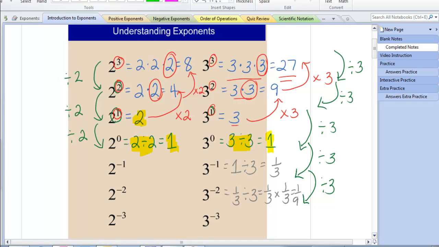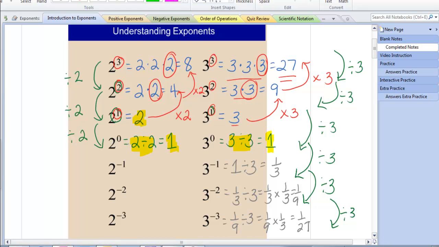Now let's take this down one more time. We're going to divide by 3 again as the exponent decreases. So the previous fraction was 1/9. We're going to divide by 3, which we've seen is the same as multiplying by 1/3. So that equals 1/27. Now there are a couple of patterns that emerge here.